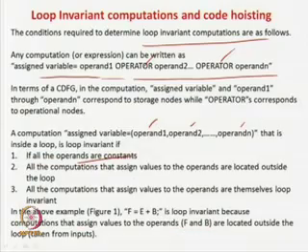Okay. The computations that assign values to the operands are located outside the loop. So, whatever computations assign values to these operands 1, 2, 3, 4 are outside the loop. That means what?